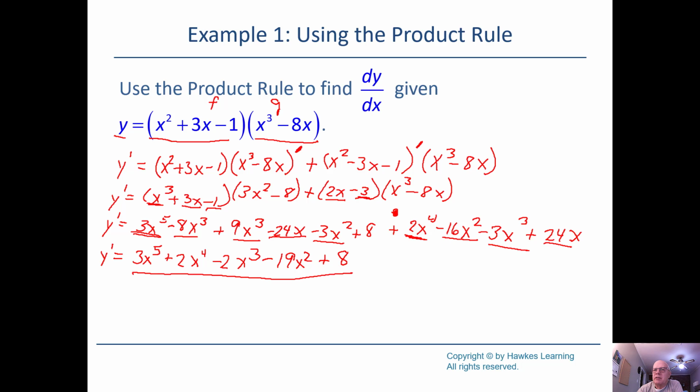And that should be our derivative. And just a note, if you call that f of x, this would be f prime of x. And you can also call it dy dx. That's quite handy at times too.